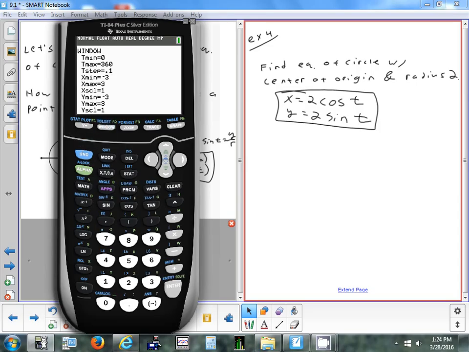So say your t-step is reasonable. I'd say if you did, I'd probably go like 2 at the lowest. That's going to be way more detail than you need, but it's okay.